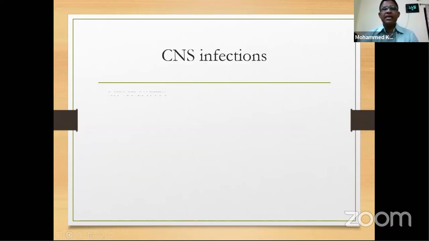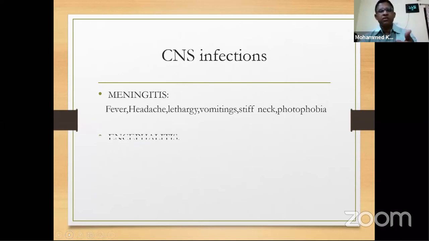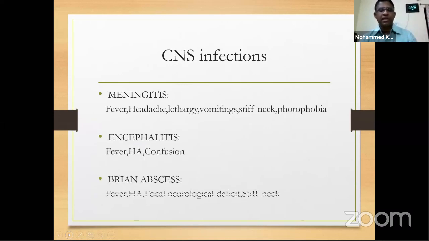Moving ahead from here, as I said, CNS infections, meningitis. If you just look at this slide over here, fever and headache are very common in all these things. Meningitis, encephalitis, brain abscess. What you have to learn today is I find photophobia in meningitis. I see confusion in encephalitis. Yes, definitely there is focal neurological deficit in brain abscess. Otherwise, very difficult to diagnose in case of emergency. Almost all symptoms are the same.